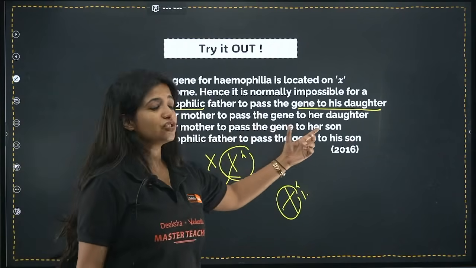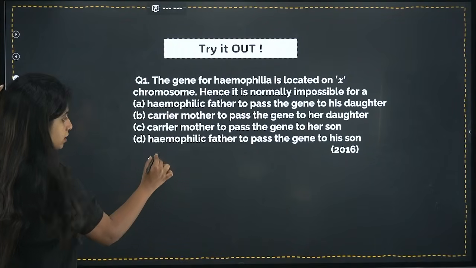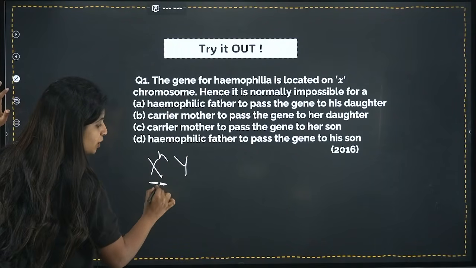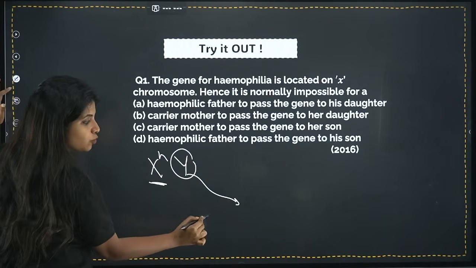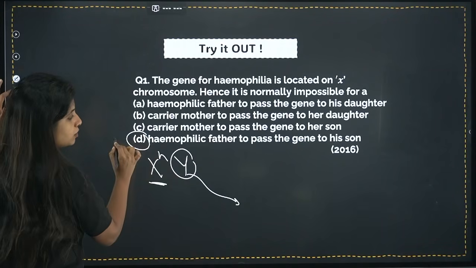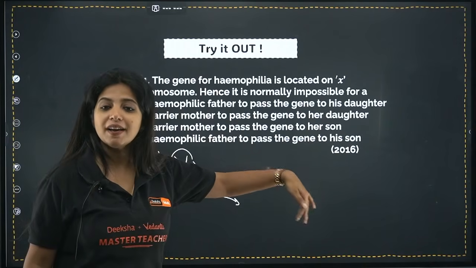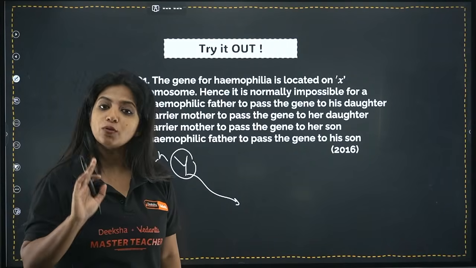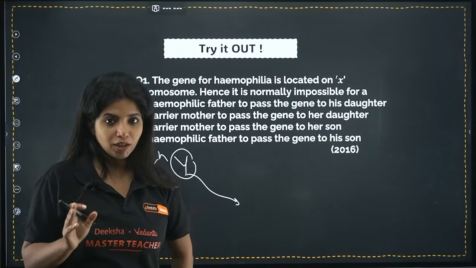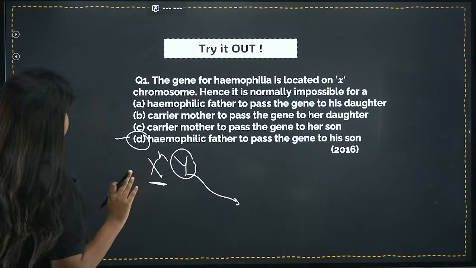Hemophilic father to pass the gene to his son. Is that true? Hemophilic father, that means the father is like this. Can he pass the gene to his son? No. To his son, only the Y chromosome is going to go, not the X chromosome. So it is simply impossible to do that. You get it? Hemophilic father cannot pass to his son. The mother can pass it. The father cannot pass it. Which is why you do not see male-to-male transmission. Okay, you are not going to see male-to-male transmission over here unless and until the female is affected.